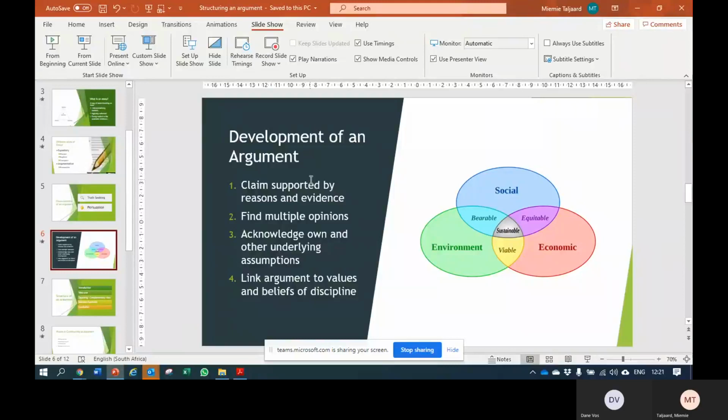So when we have an argument, we look at the claim. We start with a claim supported by reasons and evidence. Then it's important to have opinions from different sources and different schools of thought. And then you have to look at what you assume about life.